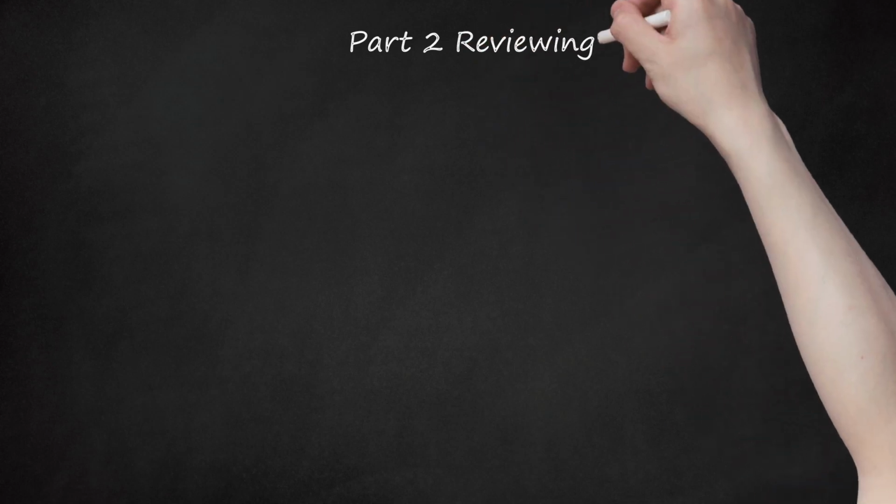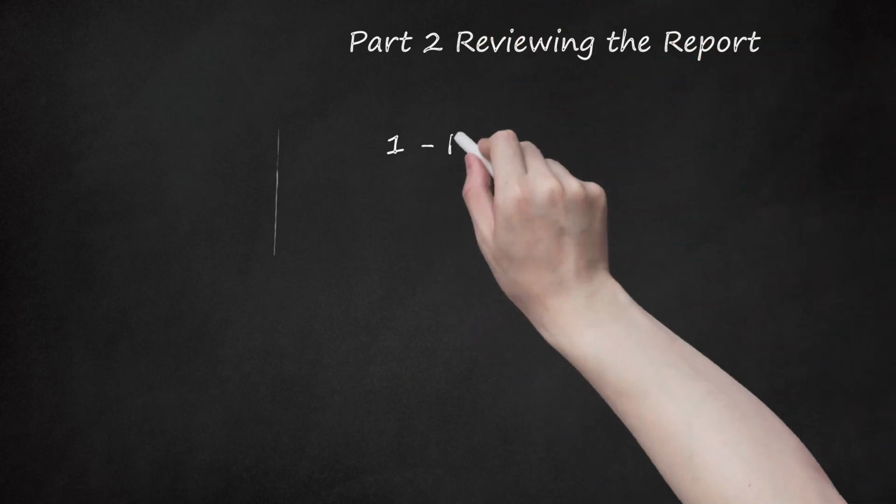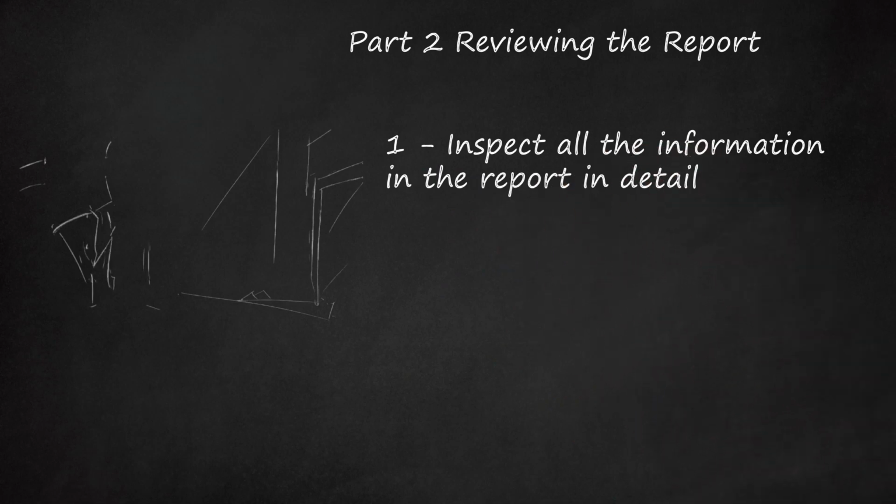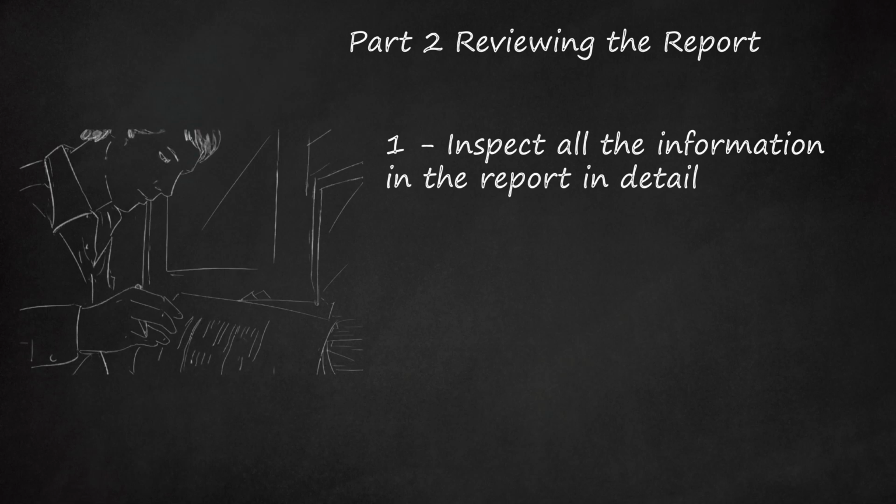Part 2: Reviewing the report. 1. Inspect all the information in the report in detail. Make a note of anything that doesn't seem right to you. Something as simple as the wrong middle initial of your name could cause problems, such as having someone else's criminal offense on your rap sheet.